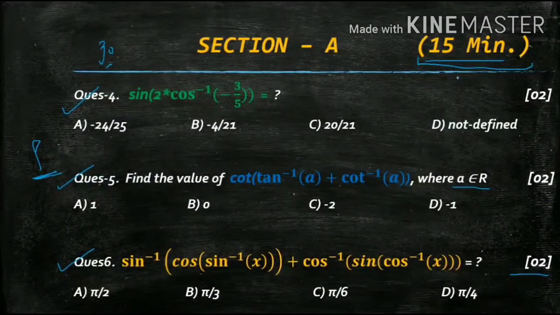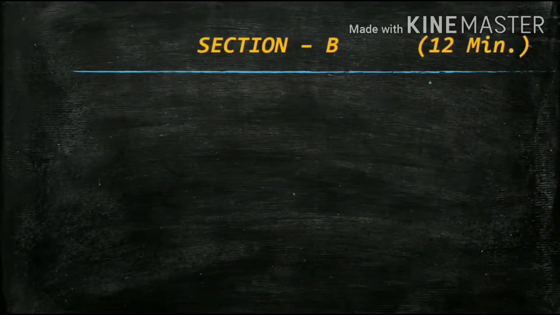So I hope you have completed these 3 questions as well within the prescribed time limit. So let us proceed further to section number B. Now you just have half an hour left, so please keep that in mind. Section B. This page contains 3 questions and you just have to spend 12 minutes.